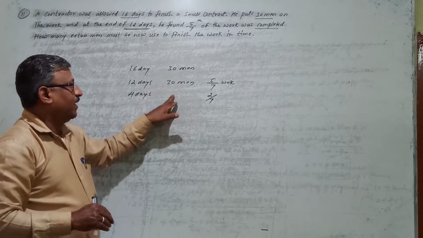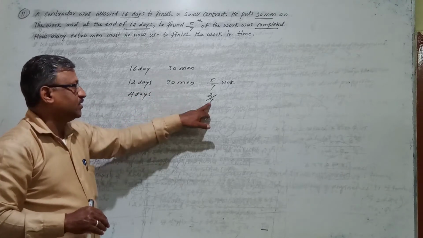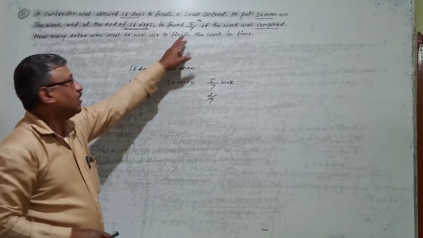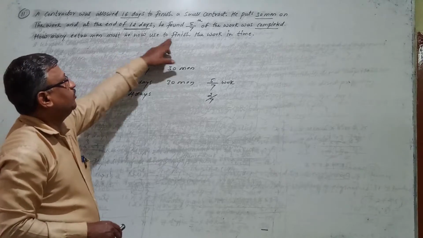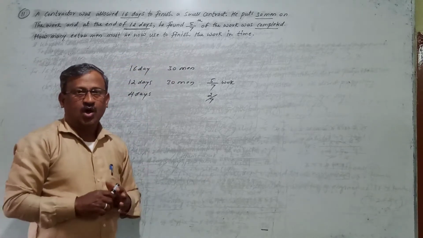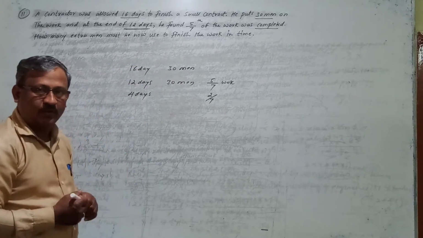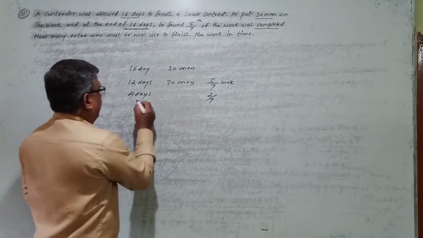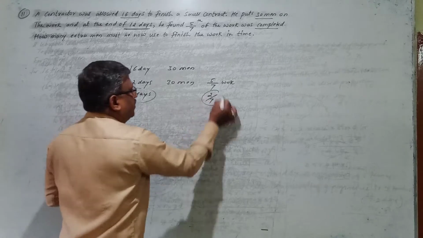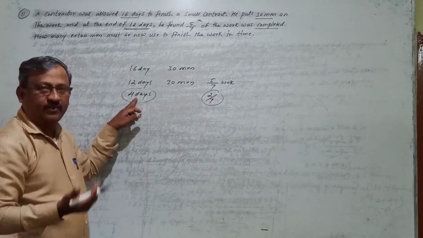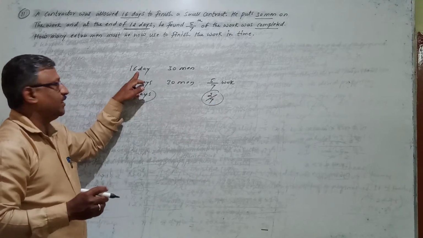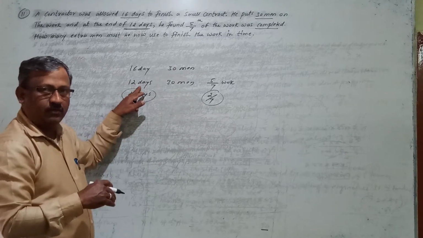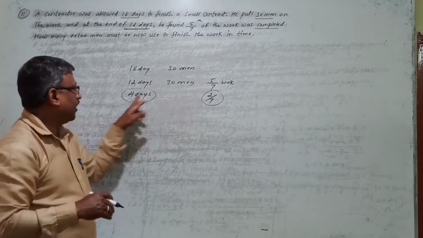How many extra men has he employed to complete this remaining work? That is what I have to calculate, or what they have asked here: how many extra men must he now use to finish the work in time? Clear? So here you have to find the balance days as well as the balance work. Balance days we can calculate very easily: from the total days you subtract the days already worked, and you get the balance days.